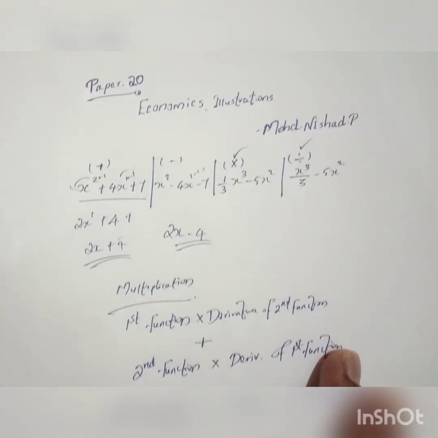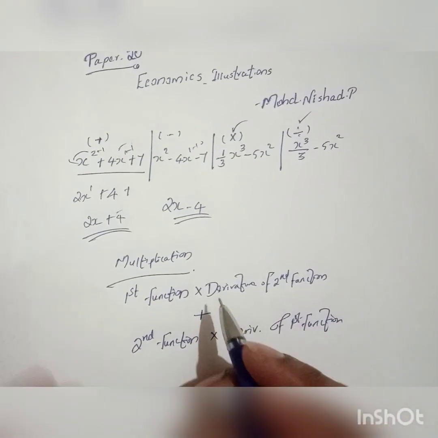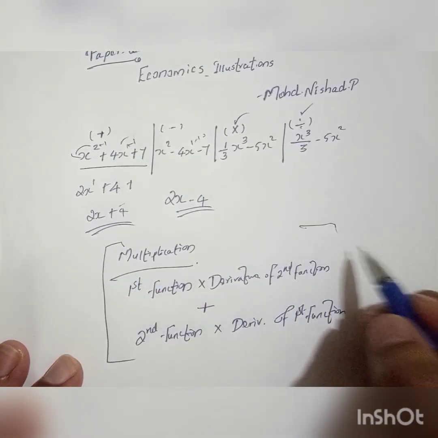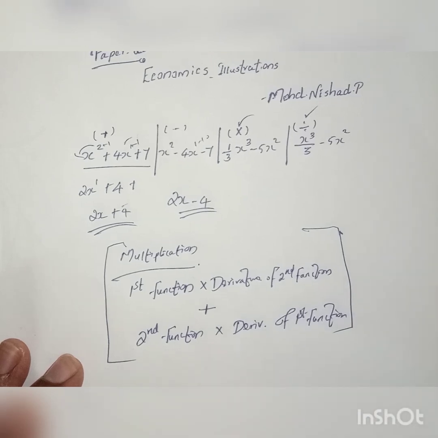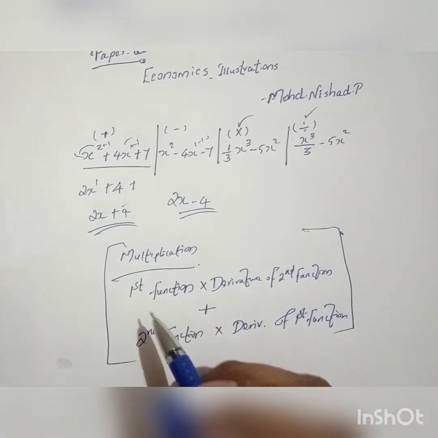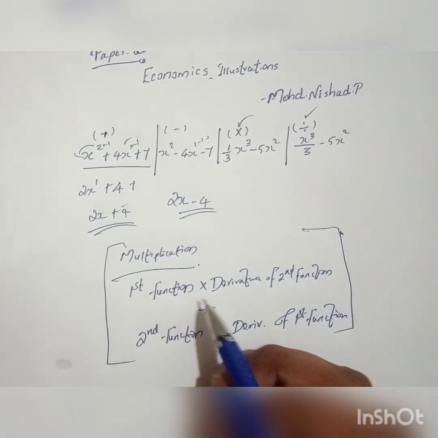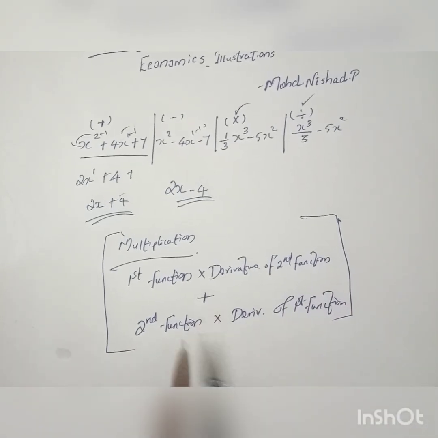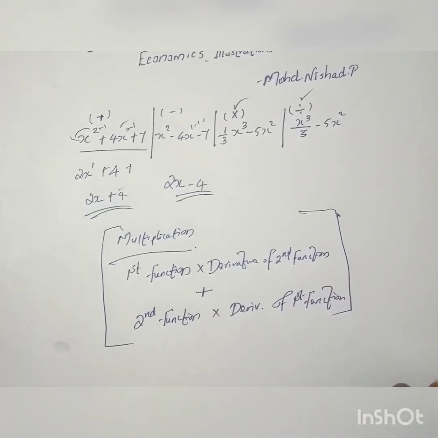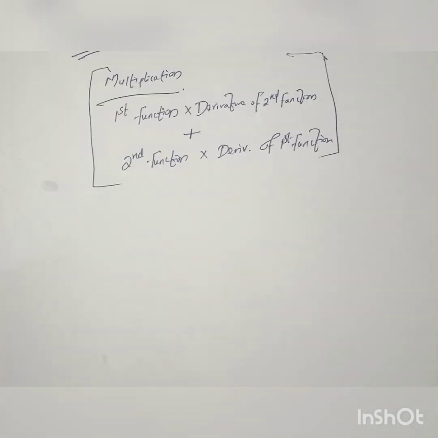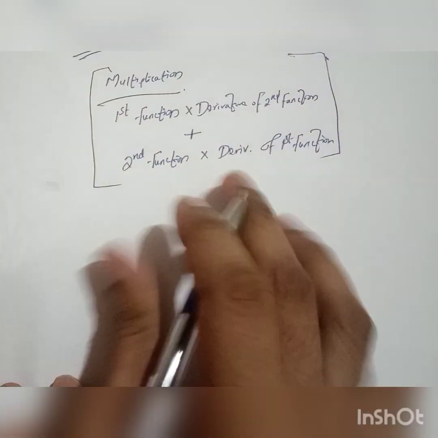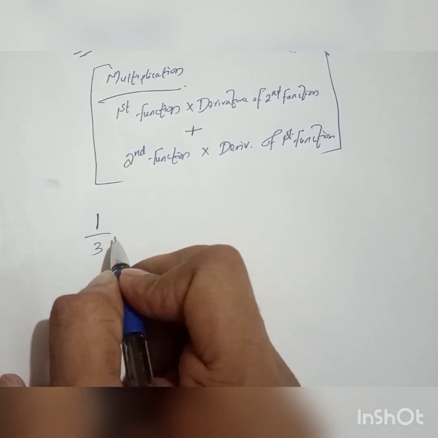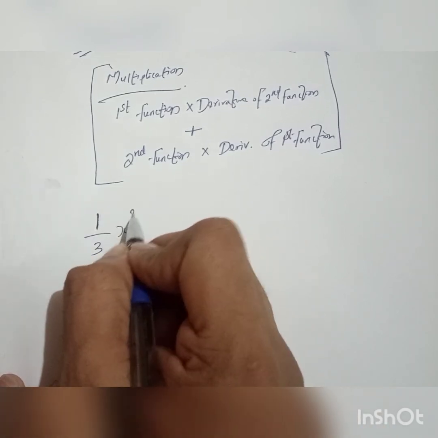So if you take the case of multiplication, we have one formula. This is the formula to be used while solving multiplication problems. So what the formula is telling: first function multiplied by derivative of second function, add second function multiplied by derivative of first function. I will explain it to you with an example. Let 1 by 3 into x cube.